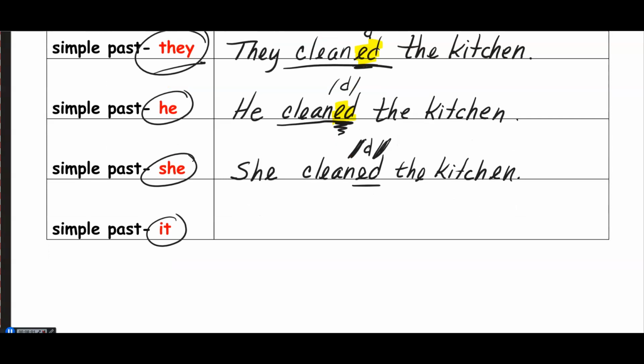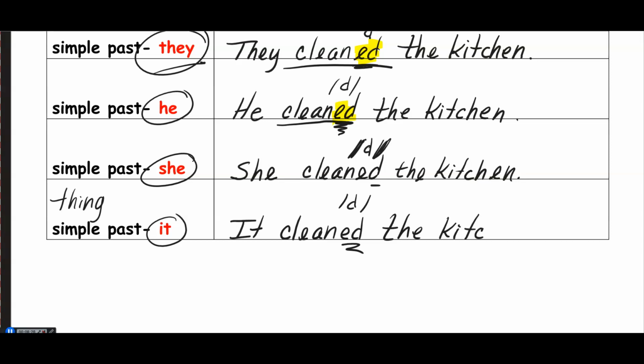Last person, or last thing actually, is it. It. C-L-E-A-N. And what goes here? E-D. Yeah. Cleaned. The sound is d. It cleaned the kitchen. It maybe is a thing. So maybe a thing did not clean our kitchen, but we're just practicing.